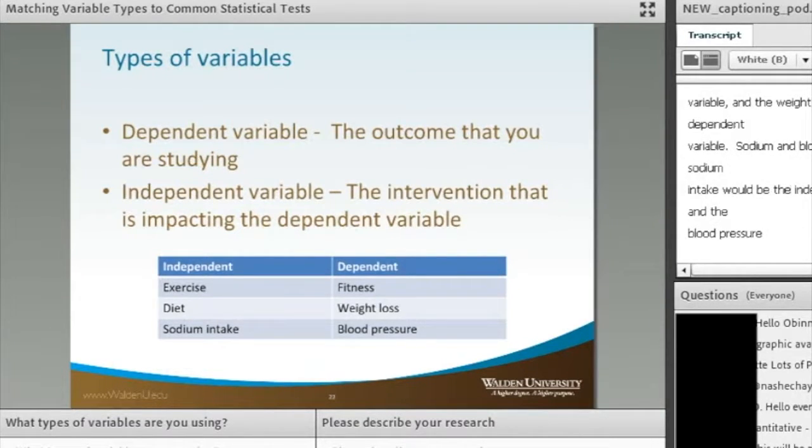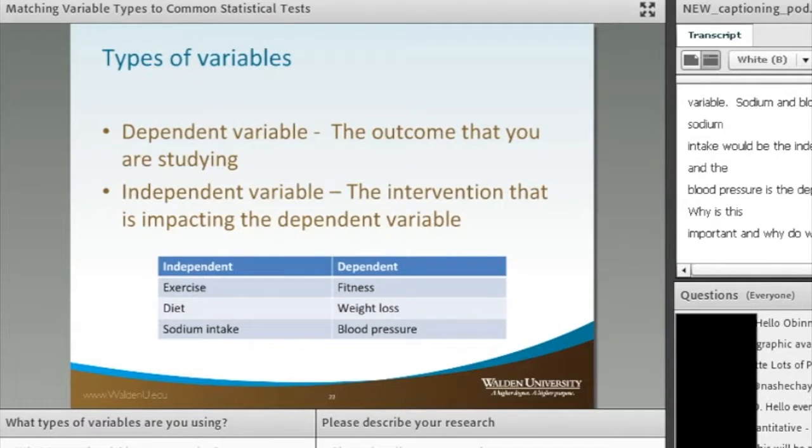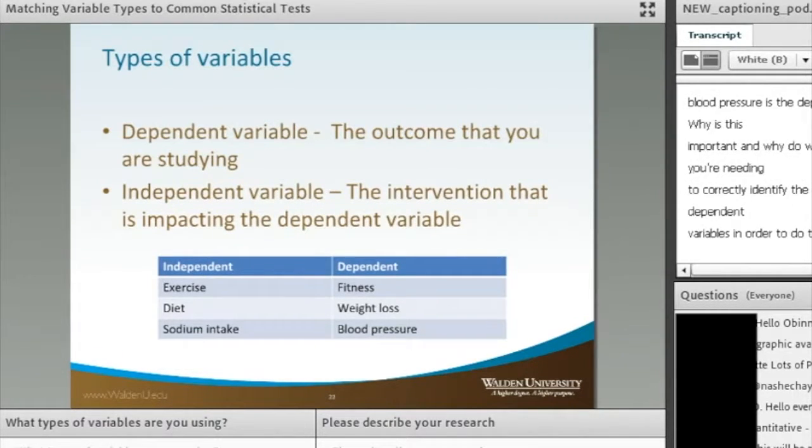Why is this important and why do we care? Because you really need to correctly identify the independent and dependent variables in order to do the test correctly. I always had a mind block. I could never remember which was which. So that's why I try to use a couple of different types of examples there, just to help you get that in your mind.